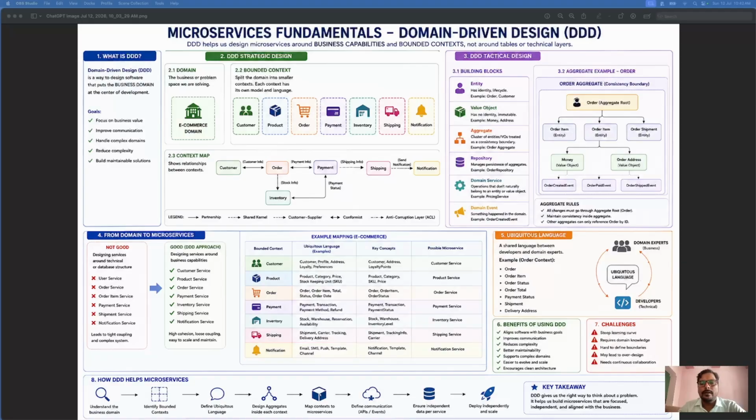So in this video we'll understand domain driven design from scratch using the infographics you are seeing on my screen currently. By the end of this session you will understand what domain driven design is, why it exists, strategic design, tactical design, bounded context, context mapping, ubiquitous language, entities, value objects, aggregates, domain events, and how domain driven design helps us to design better microservices. So stay tuned, let's begin.